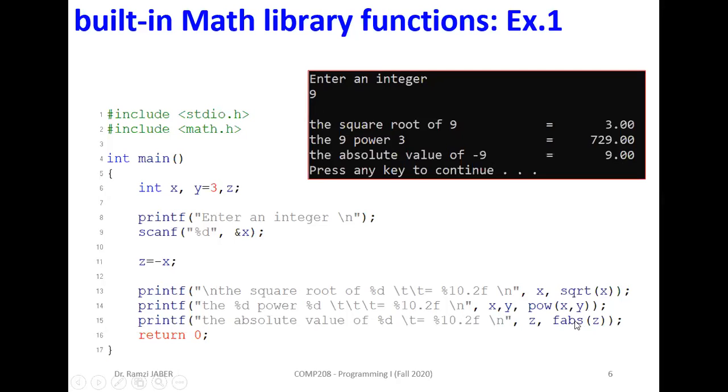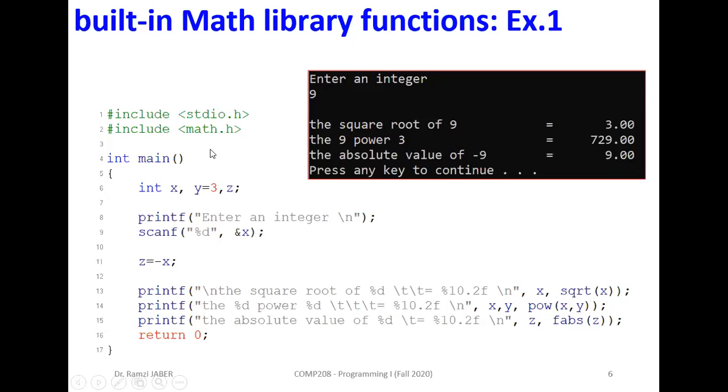fabs means absolute value, okay? Float absolute value of z. Here z is a negative number, minus 9. So fabs, the float absolute value of z, minus 9, equals 9.